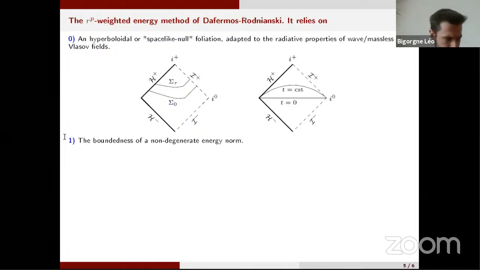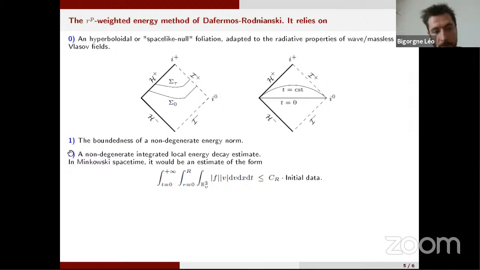So we also need to prove a uniform bound for a non-degenerate energy norm. This means that we need to improve the energy estimate that we obtain by using ∂t as a multiplier. And we also need a non-degenerate integrated local energy decay estimate. On Minkowski space-time, it will be an estimate of the following form. This means that we need to obtain a bound on a space-time integral over a domain which is bounded in space.